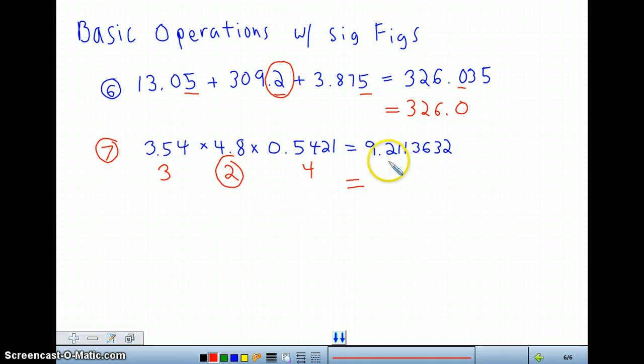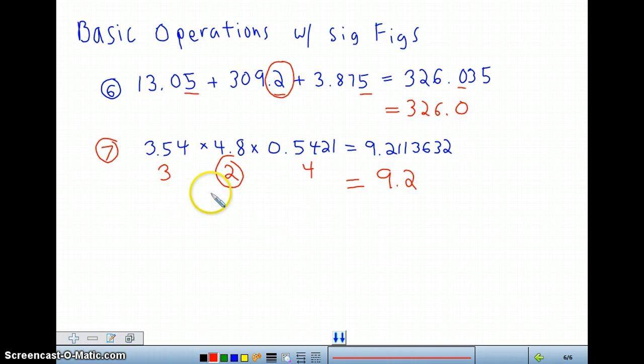So up here in blue is what you get if you typed all 3 of these numbers into your calculator. It might take it out to this many decimal points. And we need to take that number and round it to just 2 significant ones. So that's a pretty easy round. We just go 9.2.